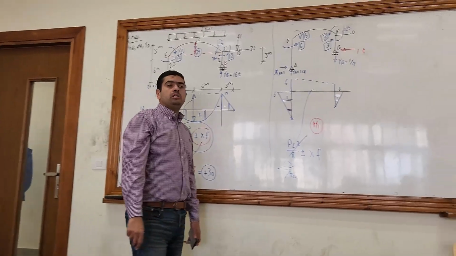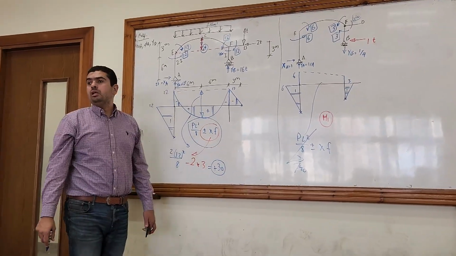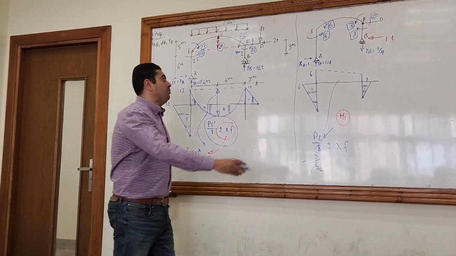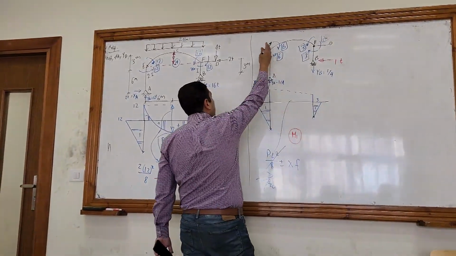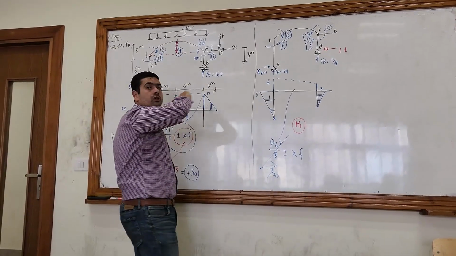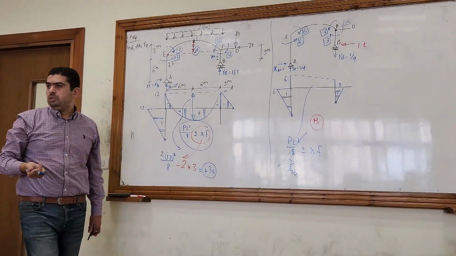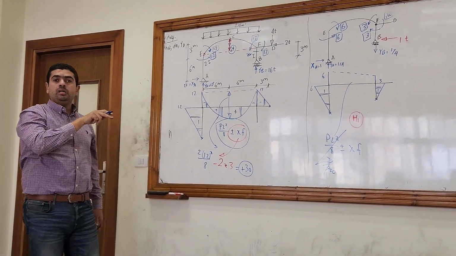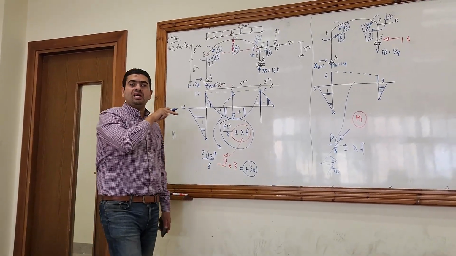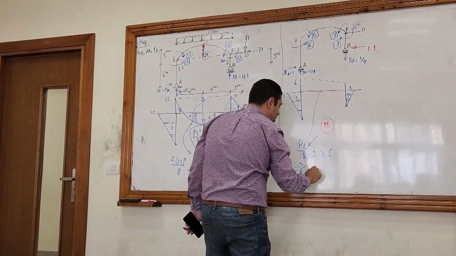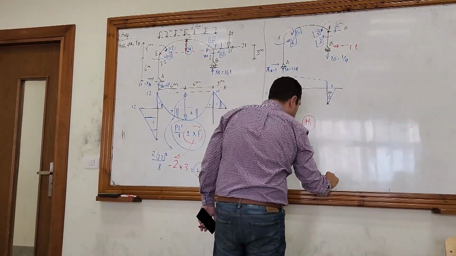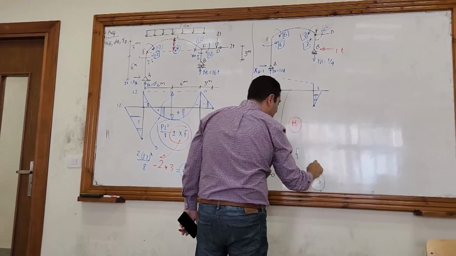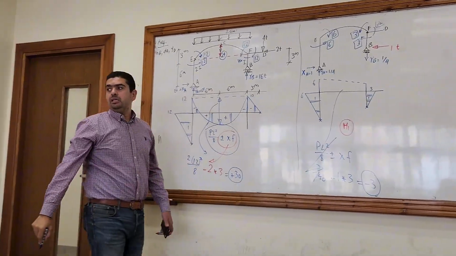X is the summation of the horizontal forces either from the left of the arch or from the right of the arch. From the left of the arch, what is the summation of the horizontal forces? It's only 1. What is the 1 doing? Is it compression or tension? It's compression. So negative 1 multiplied by F, which is 3. So it is negative 3.